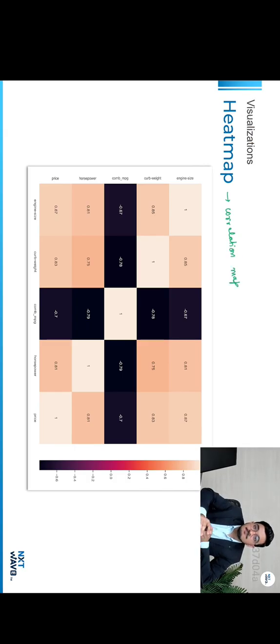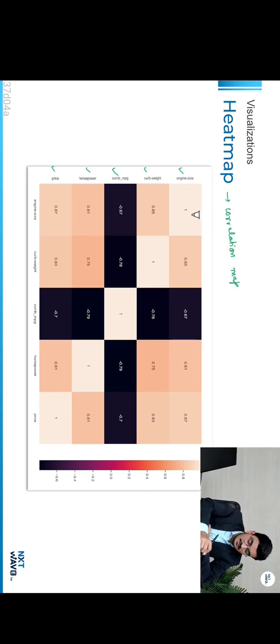Now, what a heat map does is it helps us to understand the relationship between each and every continuous variable in our data. As we can see with this heat map, we are trying to establish relationships across all the continuous variables: engine size, curb weight, mileage, horsepower, and price of the car. Now let's understand what these colors and values represent.